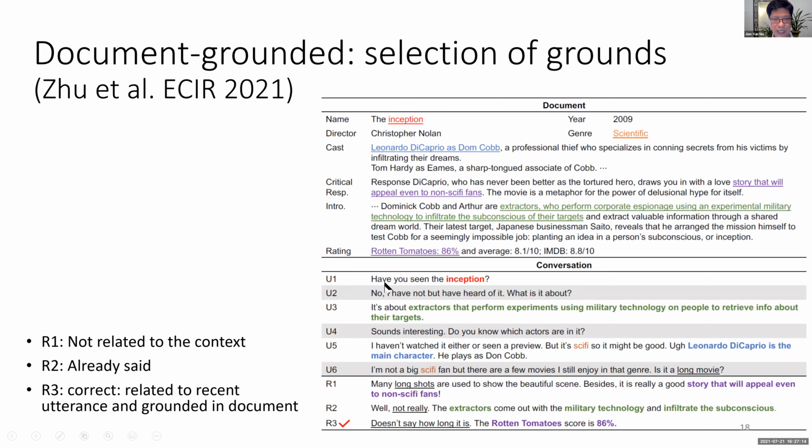Okay, and we have a context of dialogue. So you have different turns: utterance 1, utterance 2, and so on. And then we have this last utterance. At this point, the system is supposed to identify some relevant response.